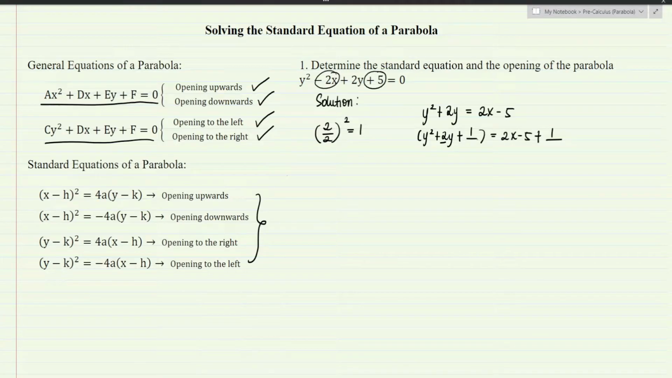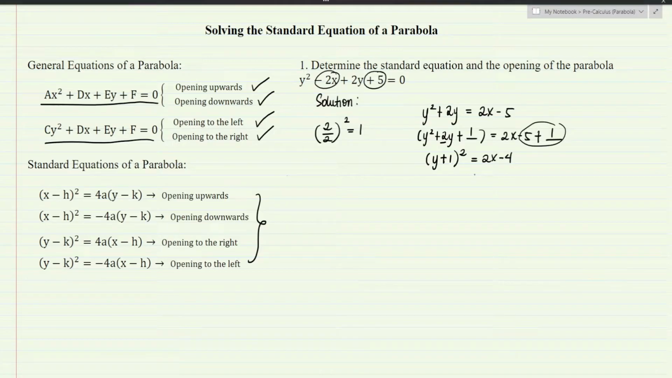Now the next step, let's convert this quadratic equation into its binomial form. So to do that, I will just take the square root of y squared, that is y, copy the sign of the middle term, get the square root of 1, that is 1, then place an exponent of 2. As for the right side of the equation, we can combine negative 5 and positive 1. So I will have here 2x minus 4.